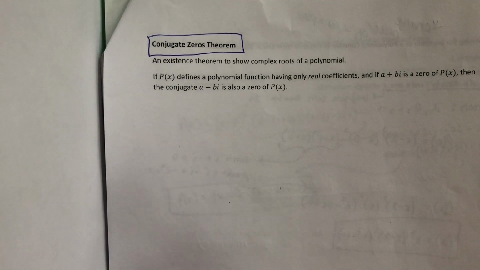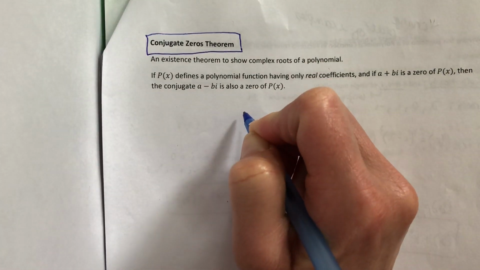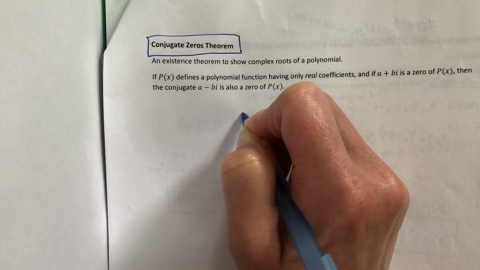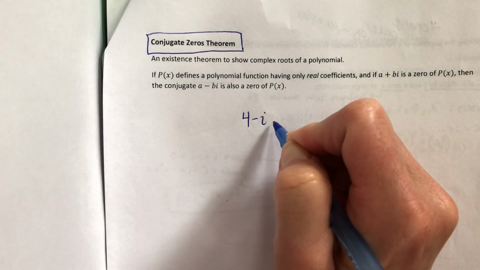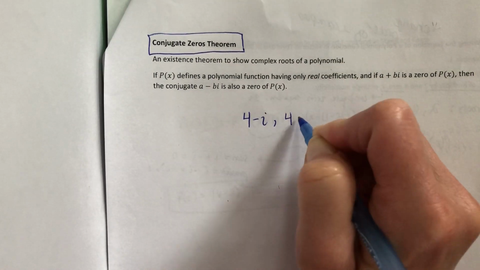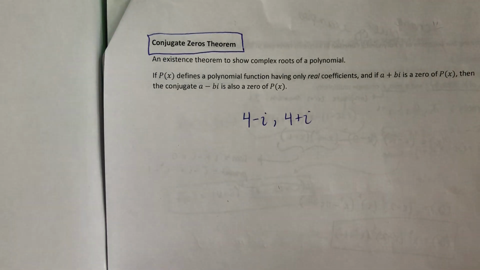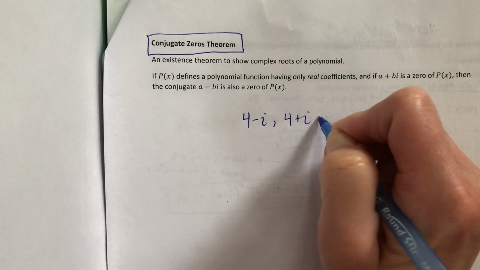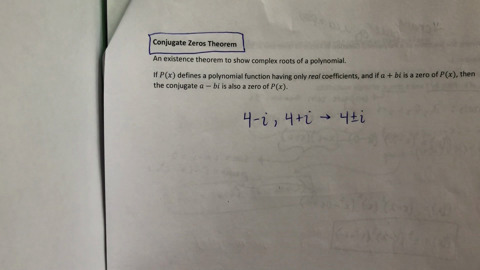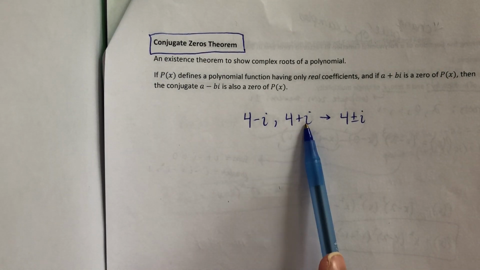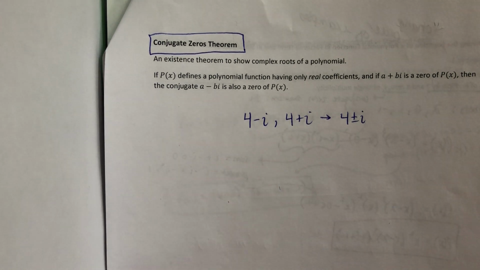So basically, if I tell you a root of a function is 4 minus i, then you can assume it also has the root 4 plus i. And we can actually write that simplified as 4 plus or minus i. I could also say if I give you 4 plus i, then you should know 4 minus i is also a root. They go together.